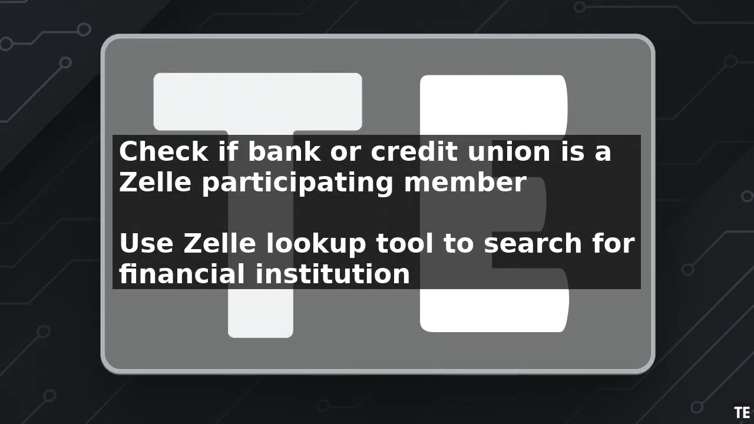To register for Zelle, start by checking if your bank or credit union is a participating member of the Zelle network, as this service is only available through participating financial institutions. You can do this by visiting the Zelle website and using their lookup tool to search for your bank or credit union. Once you have confirmed that your financial institution is a participating member, you can enroll in Zelle through your bank or credit union's mobile banking app or website.